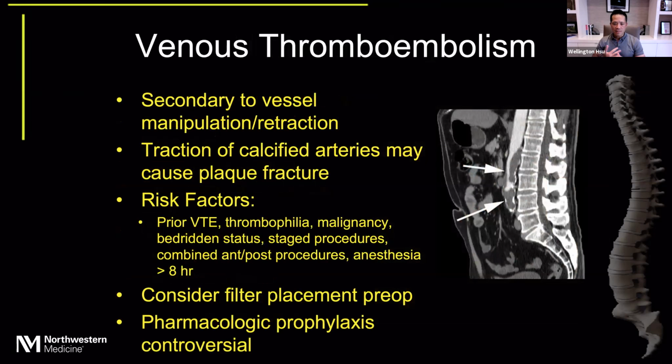VTE is a higher risk in an ALIF than a posterior procedure, in my opinion. This can be secondary to vessel manipulation. Most spine surgeons around at this institution are still not routinely giving chemoprophylaxis to these patients who have an anterior, although this is the type of patient that I would think about it for, just because of the higher incidence. The risk factors listed here do increase your risk. You may want to consider a filter placement preoperatively. But again, the decision for pharmacologic prophylaxis is purely individual, and there's not a lot of evidence to support one way or the other.